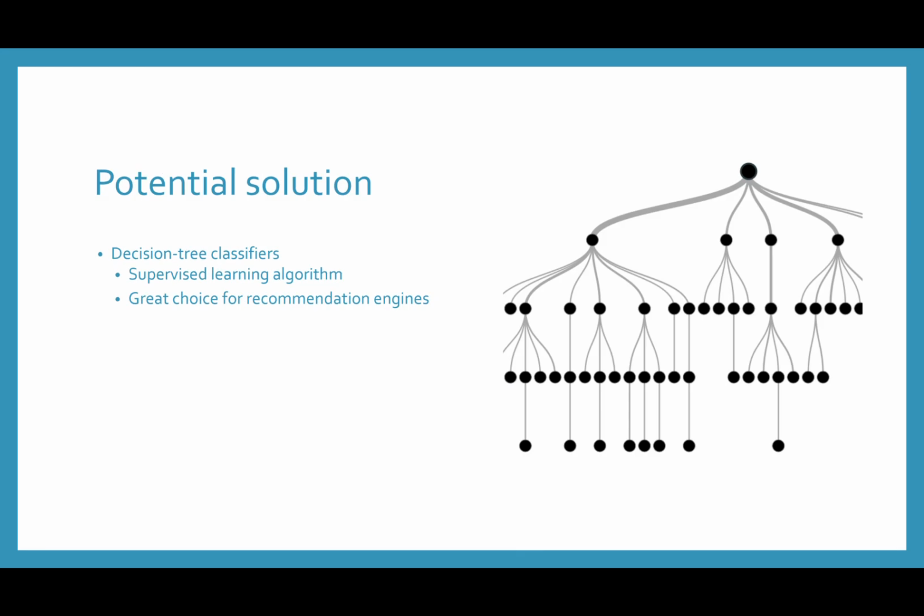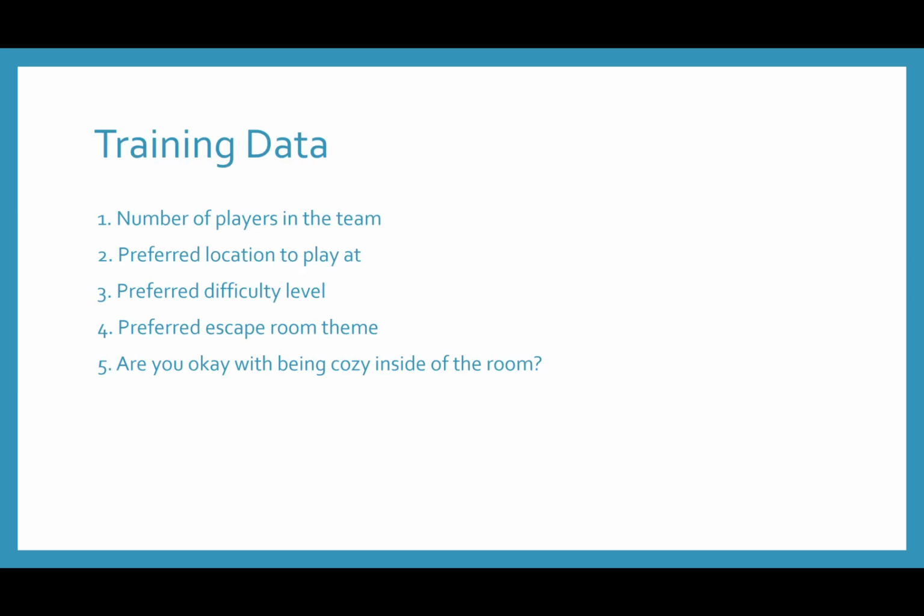One of the potential solutions was to create a decision tree classifier, which is a form of a supervised learning algorithm. It's a great choice for recommendation engines. It's very intuitive and easy to build. So I created training data that were answers to these 5 different questions. I go more into detail about this in my Jupyter notebook.